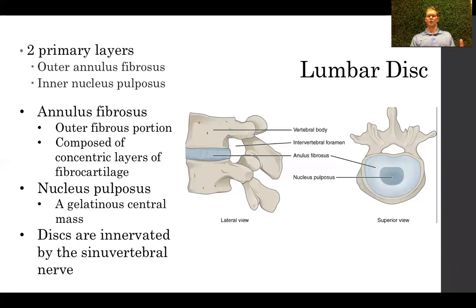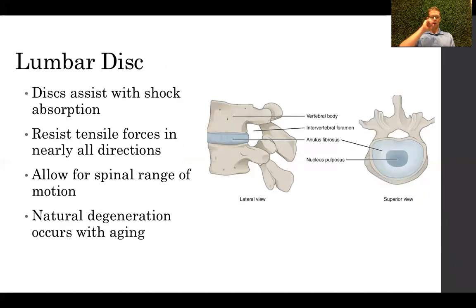The discs also have innervation, or they're innervated in themselves, and that is from the sinovertebral nerve. The function of the disc is to help with shock absorption and then also resist tensile forces in nearly all directions. So when you extend backwards to reach for something or bend forward, they help resist tensile forces and keep space between the vertebrae.